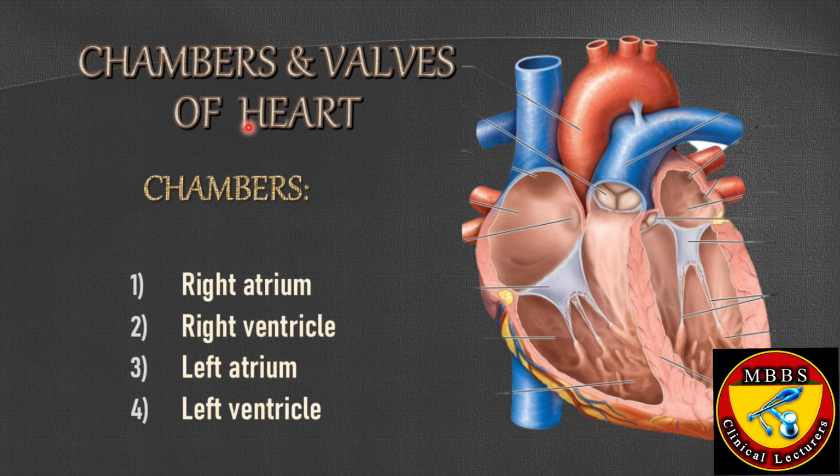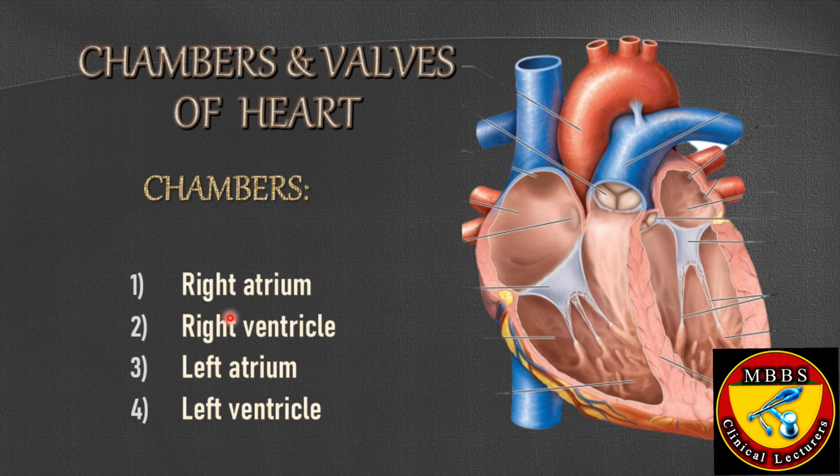Now, chambers and valves of the heart. As we already know, the heart is composed of 4 chambers and 4 valves. This is the right atrium, right ventricle, left atrium, left ventricle. The left atrium is connected with the left ventricle via this left AV valve, whereas the right atrium is connected with the right ventricle via this right AV valve. And this is the pulmonary valve, and behind it at this region is the aortic valve, which will open into the ascending aorta.